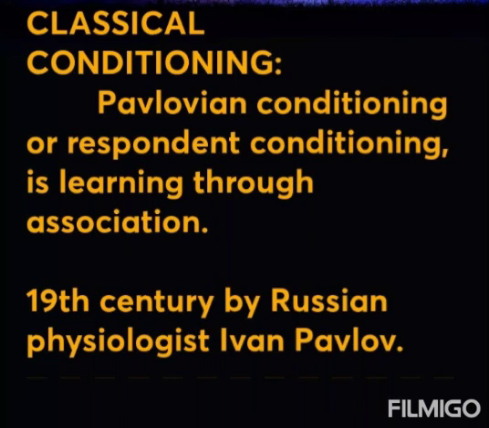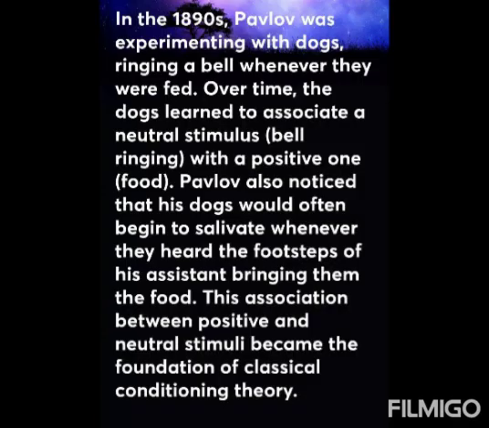In child psychology, let's see about classical conditioning. It's also known as Pavlovian conditioning or respondent conditioning. It is learning through association. It was first described by the Russian physiologist Ivan Pavlov in the 19th century.